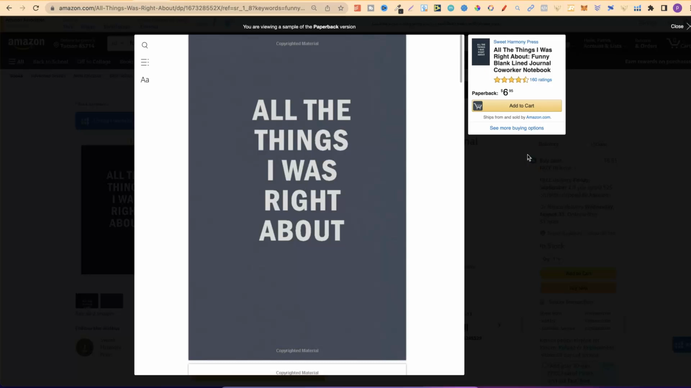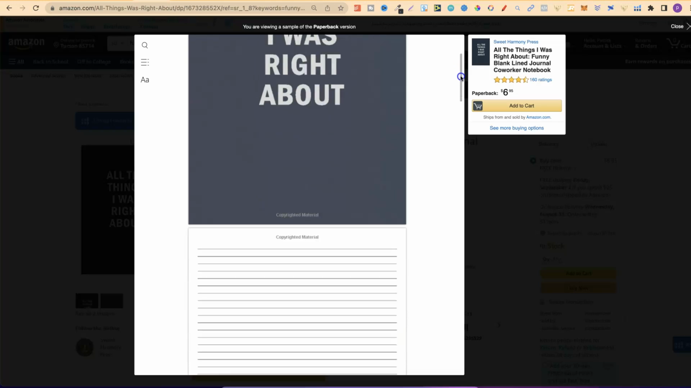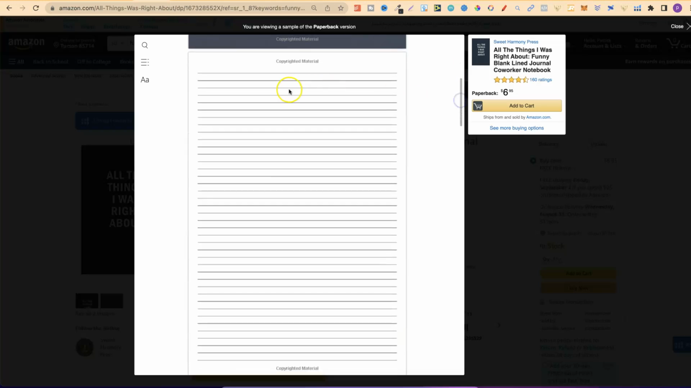So if we take a look at this one, it says all the things I was right about. Now, when it comes to notebooks, simple and funny sell. So something like this, quite funny and very, very simple. Then if we take a look at the interior, very simple again, because it's just lines on a page.